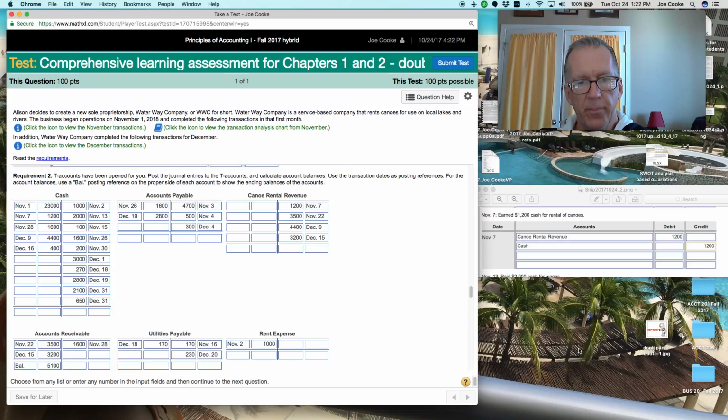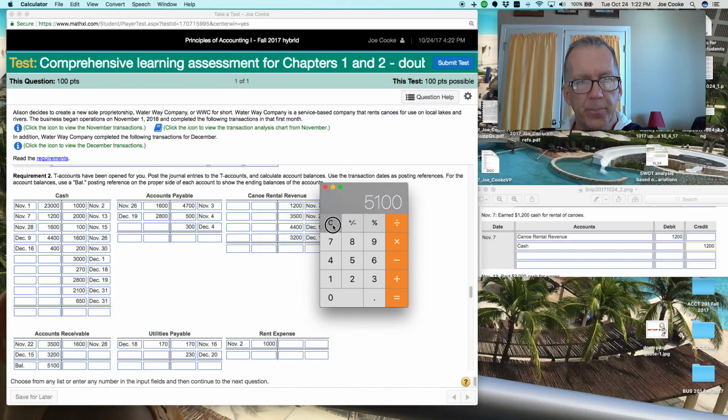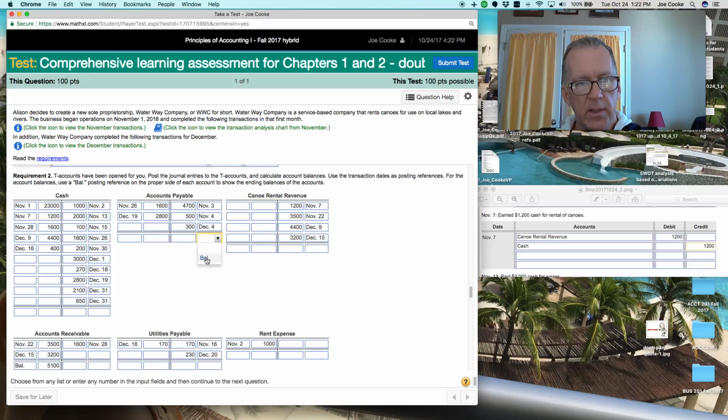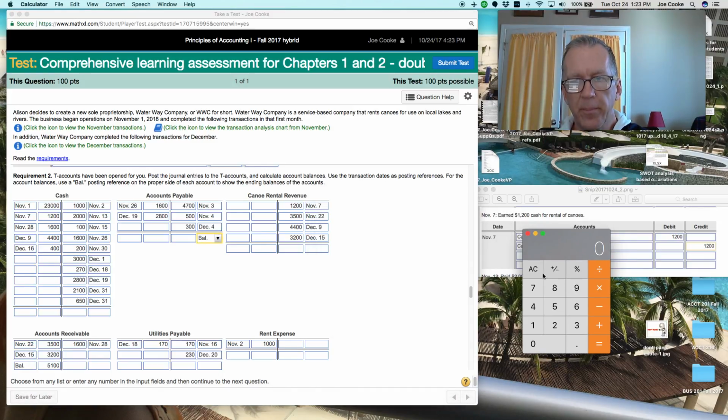Accounts payable. Where is my calculator? Accounts payable. And I'm going to do this one the other way because I know that the balance is going to end up on the credit side. Go here. So let's see. 4,700 plus 500 plus 300. Those are the credits in that account. Minus 1,600 minus 2,800, 1,100.